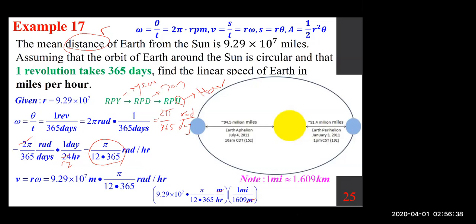Okay, and what else do we have here? Radians per hour. Okay, so that is miles per hour. So this ends up being 66,633 miles per hour. The number sounds about right as far as I remember. But let's see.